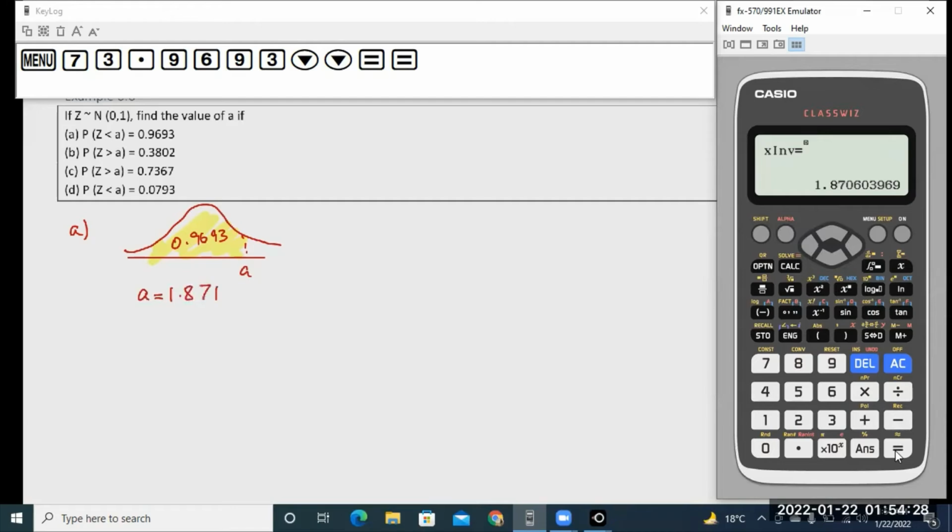1.871. Now, if you're an A-level math student, you would have to show me some amount of working. You would do this first, and then write this as phi inverse, and then use your calculator to calculate the probability.